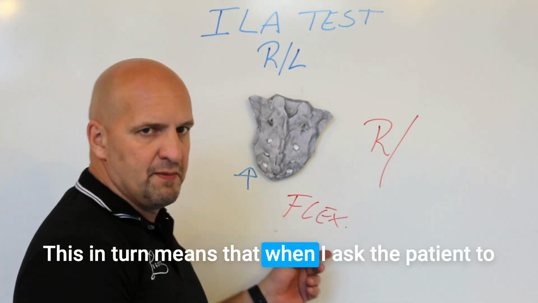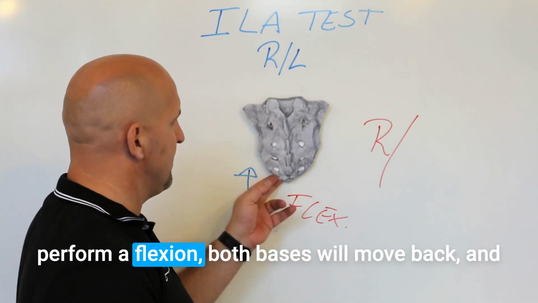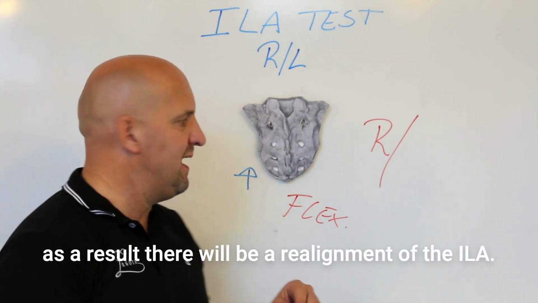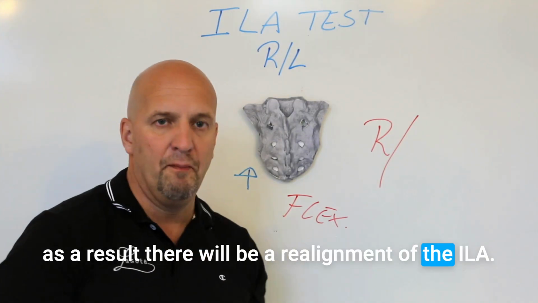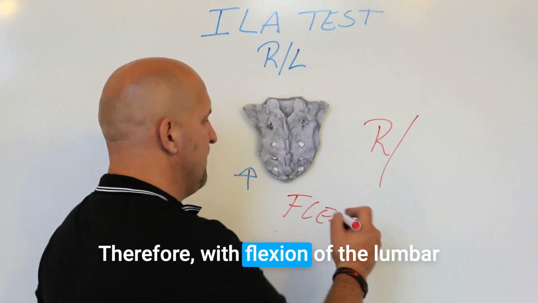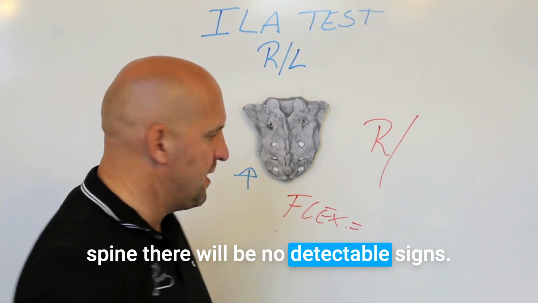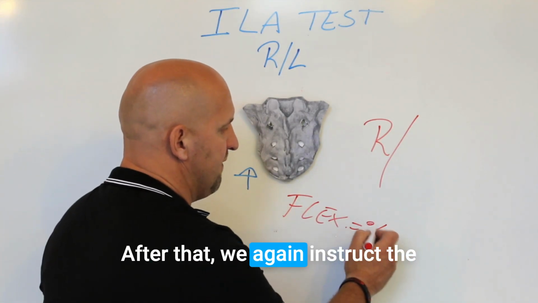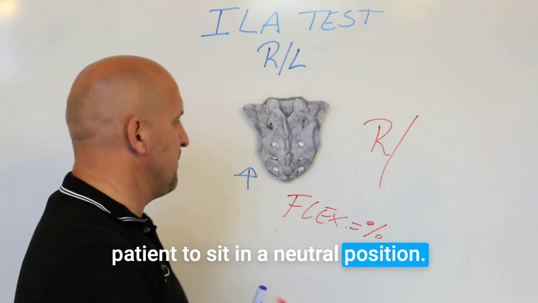This in turn means that when I ask the patient to perform a flexion, both bases will move back, and as a result, there will be a realignment of the ILA. Therefore, with flexion of the lumbar spine, there will be no detectable signs. After that, we again instruct the patient to sit in a neutral position.